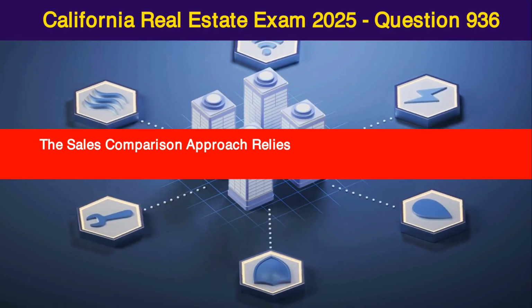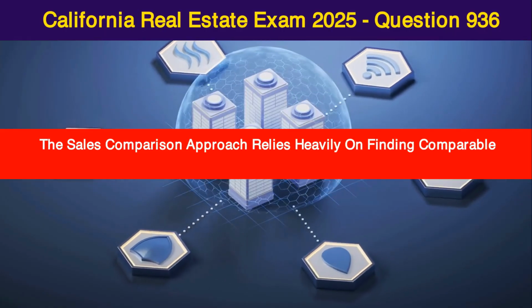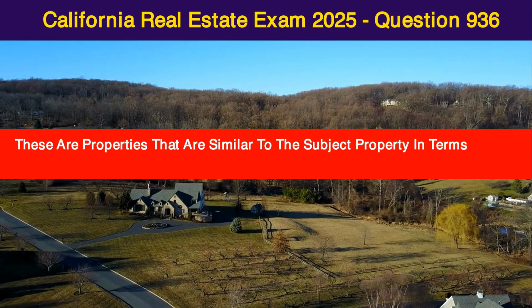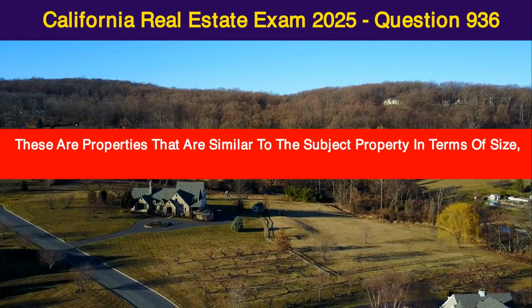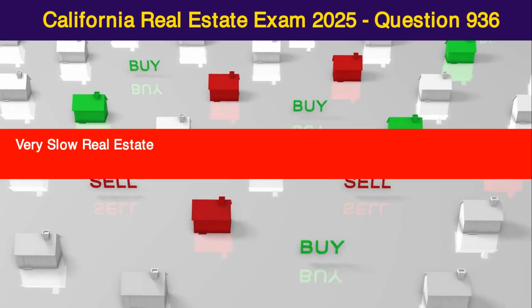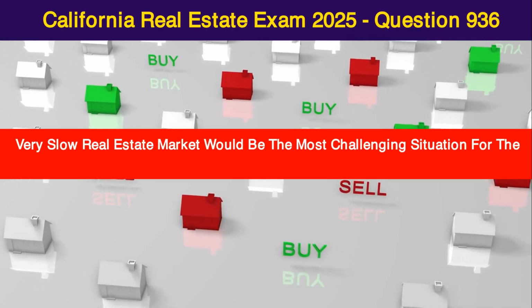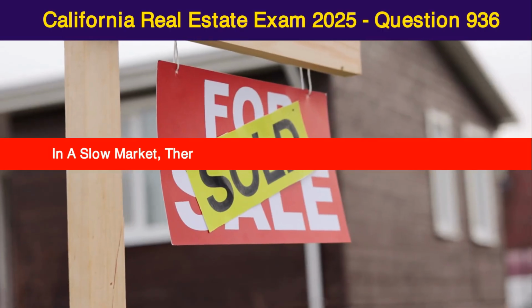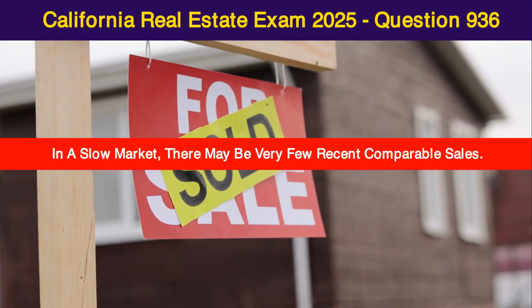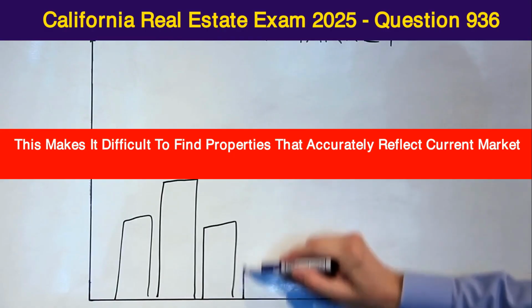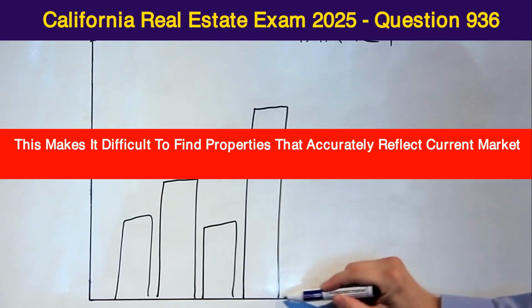The sales comparison approach relies heavily on finding comparable properties. These are properties that are similar to the subject property in terms of size, age, condition, location, and features. A very slow real estate market would be the most challenging situation for the sales comparison approach. In a slow market, there may be very few recent comparable sales. This makes it difficult to find properties that accurately reflect current market conditions.